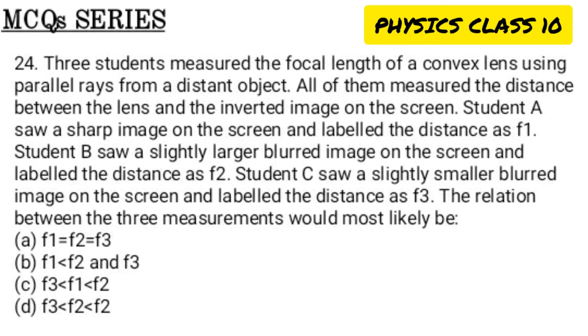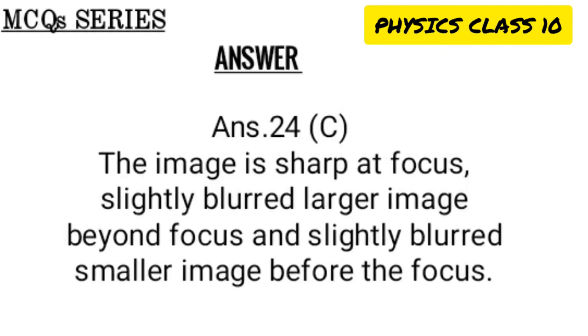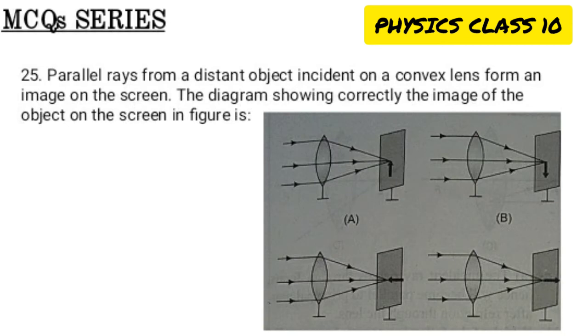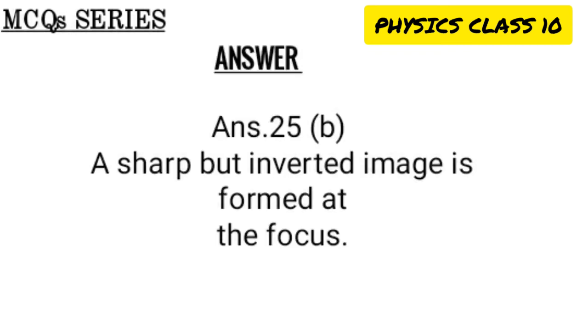Just see the options, and for this, option C is the correct answer. And here is a small explanation. Now question 25. Parallel rays from a distant object incident on a convex lens form an image on the screen. The diagram showing correctly the image of the object on the screen is which figure? Just see the figure, and for this, option B is correct.